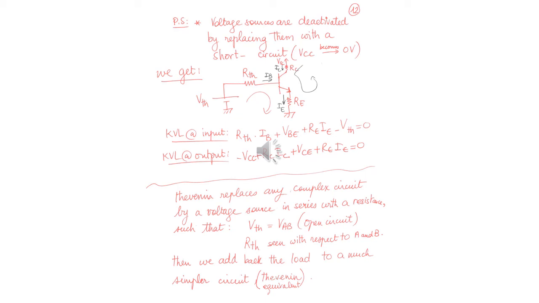Let me remind you of the use of the Thevenin equivalent circuit. Thevenin replaces any complex circuit by a voltage source in series with a resistance. So any circuit containing many resistances, many voltage sources, many current sources, becomes equivalent to one voltage source in series with one resistance, such that V Thevenin equals VAB open circuit and R Thevenin is seen with respect to A and B. Then we add back the load to a much simpler circuit, which is the Thevenin circuit. This is its principle.